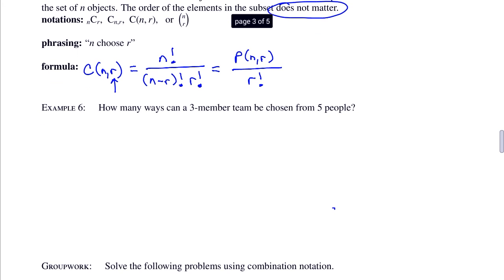Example number 6. How many ways can a 3-member team be chosen from 5 people? So if we're talking about 5 people to choose from, and we want to form a 3-member team, notice that we are not implementing any sort of ordering at all. We're just saying, here's 5 people, and I just need to end up with 3 people. Here we go. So that would be a combination. So it's a combination of 5 choose 3.